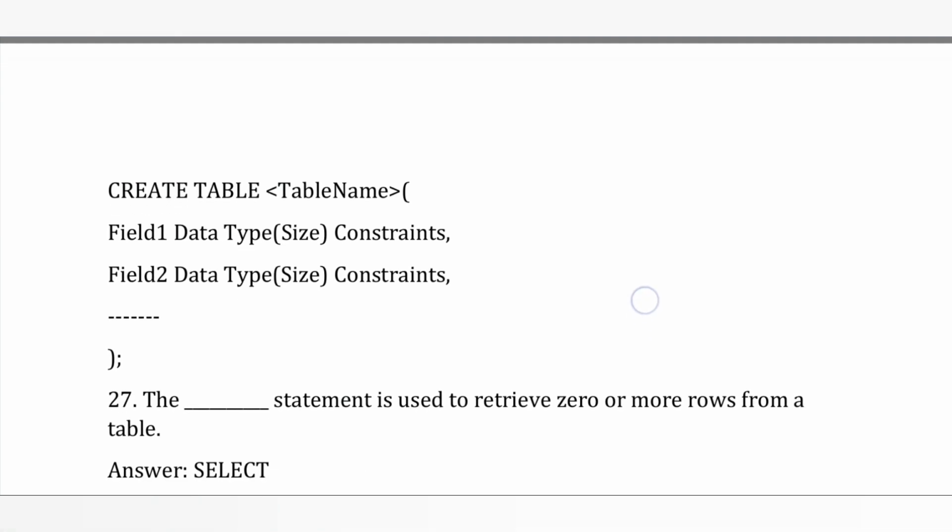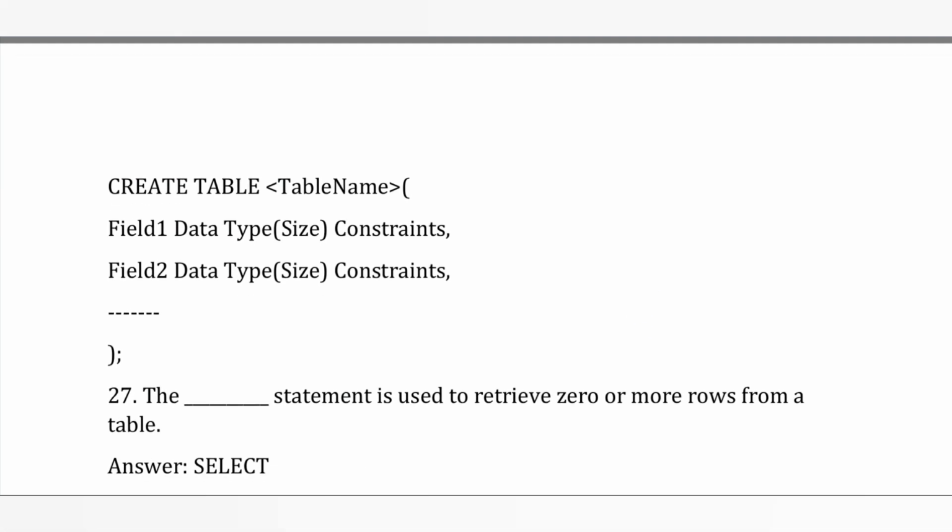This is the syntax to create a table. Create table, and in brackets I am writing the table name. Suppose student table, then student, then field 1, field 2, data type, constraint, after that bracket close and semicolon.